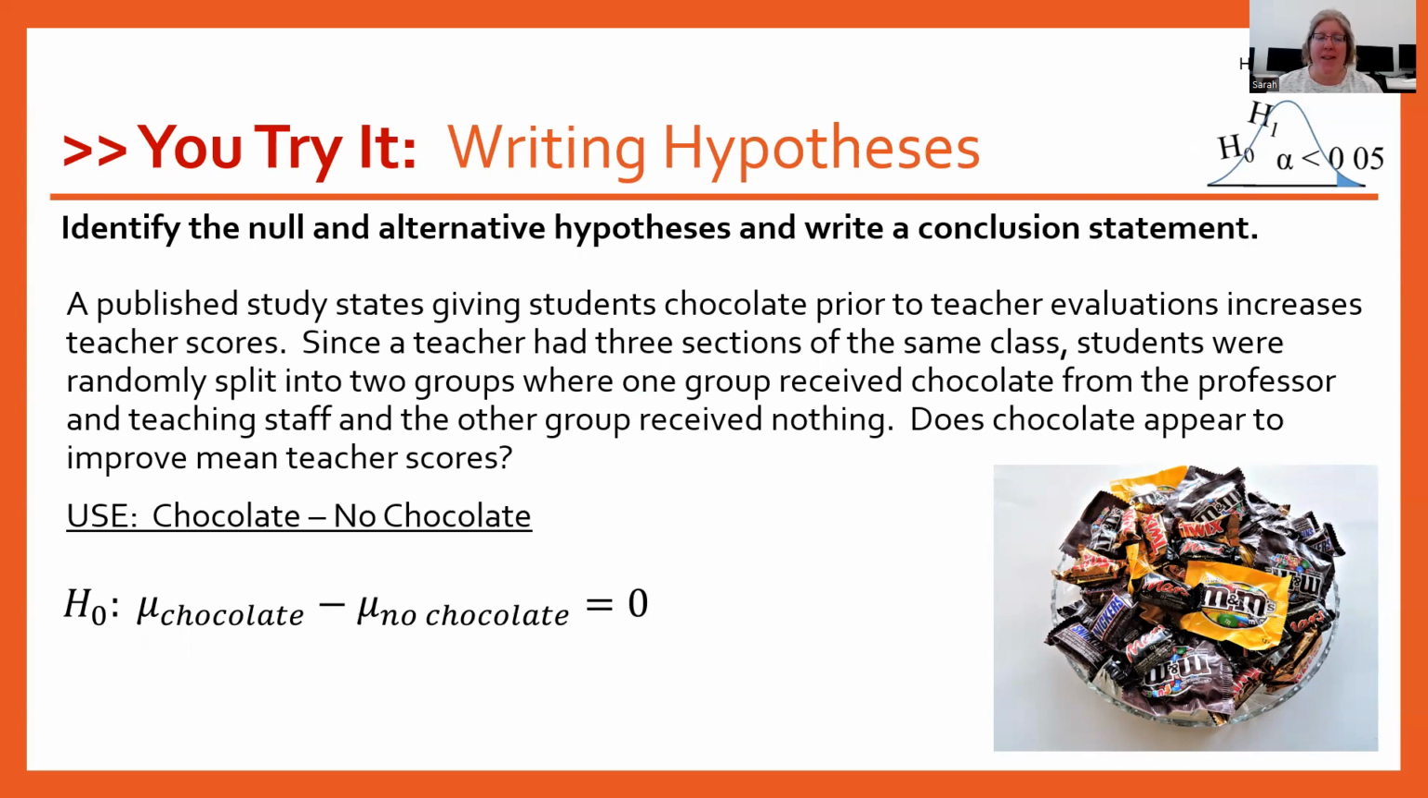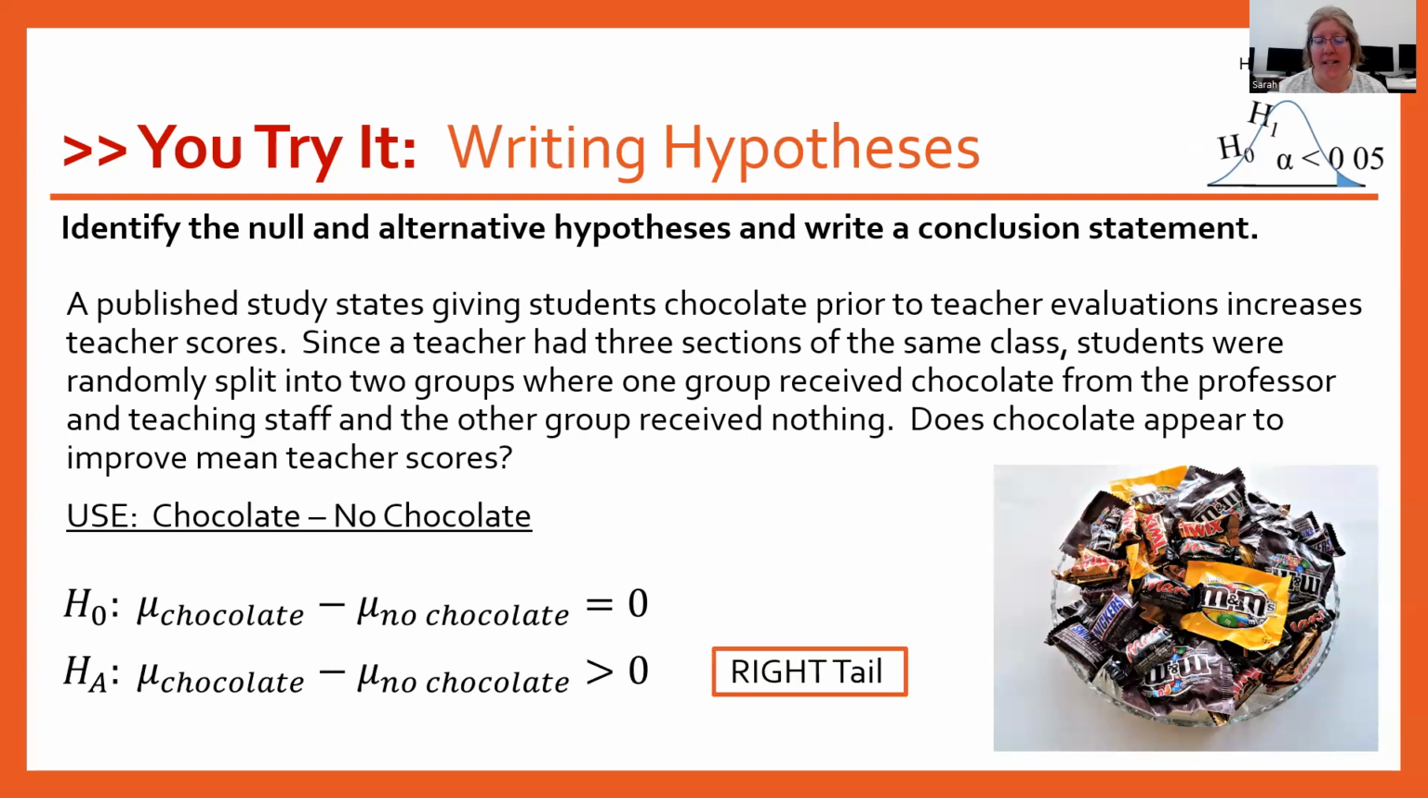So our null hypothesis here is that the mean with the chocolate minus the mean of no chocolate is equal to 0. And then what do you think the alternative hypothesis is going to be? We'll have mean of chocolate minus mean of no chocolate, and we're going to have that that's greater than 0. That's going to be a right-tailed test, and that's because we think the chocolate group is going to be a bigger number. So when we subtract those, we'll end up with something positive.